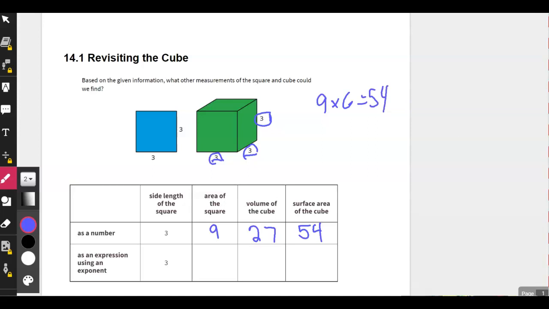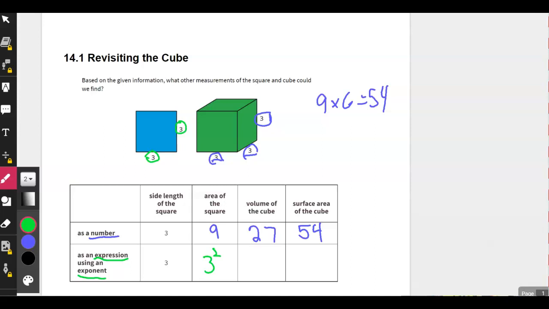All right. Now, the next thing they're asking us to do is on the second row, and it's asking us to write it as an expression. Originally, we did it as a number. Now we're going to do it as an expression, using an exponent, and that's our important word there, using an exponent. Well, how did we get the area of the square? We had to multiply 3 times 3. So that would be 3 to the second power.